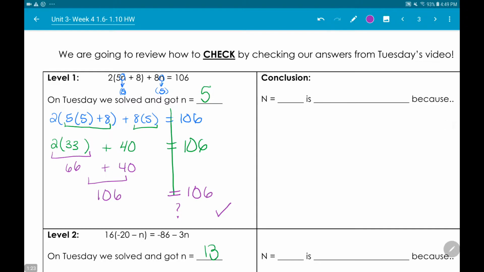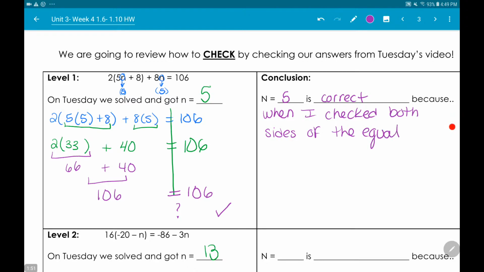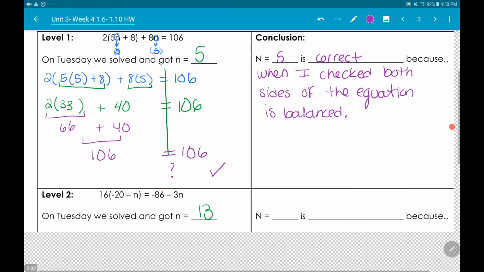This is the part where we're missing. So a lot of people are experts on the checking, but then we're not writing our conclusion or understanding what our conclusion means. So what this means is that n equals 5 is correct, because when I checked both sides of the equation is balanced. Okay, so if my answer is correct, then I'm good and I don't need to do anything else.